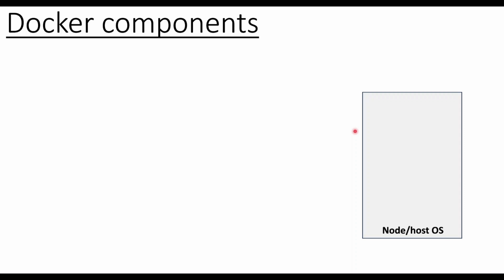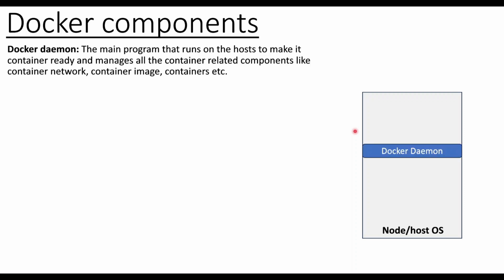Docker node is the compute system that has its own dedicated CPU, memory, storage along with operating system running on top of it. Operating system can be of your choice. It can be Windows, Linux or Mac OS, any flavor of Linux that you want to use. Then the first and most important component that needs to be installed on this system to convert a normal system into Dockerized system is Docker daemon.